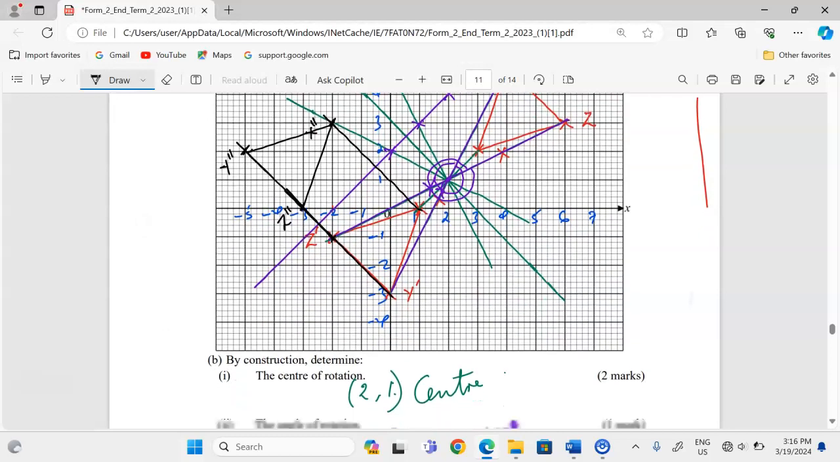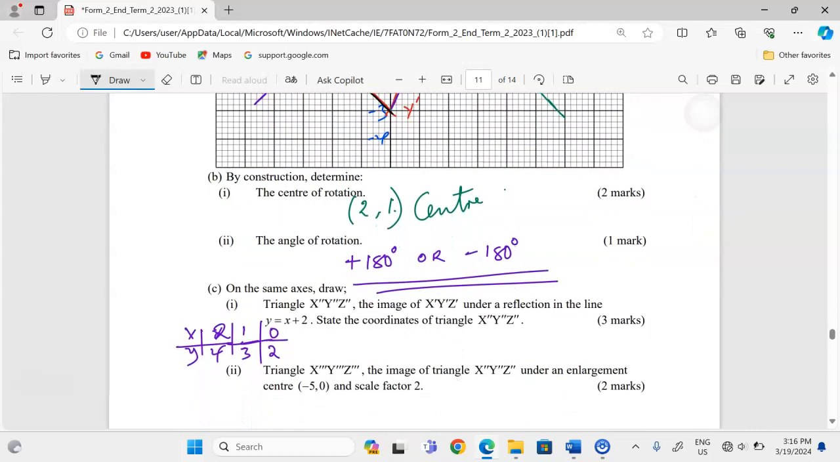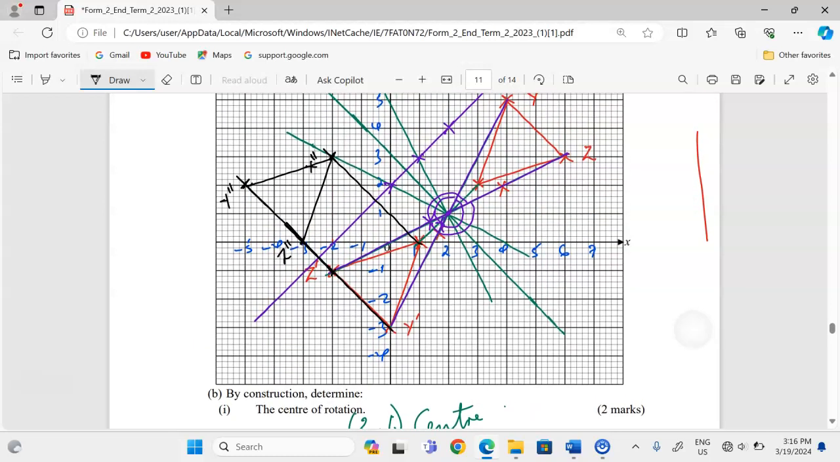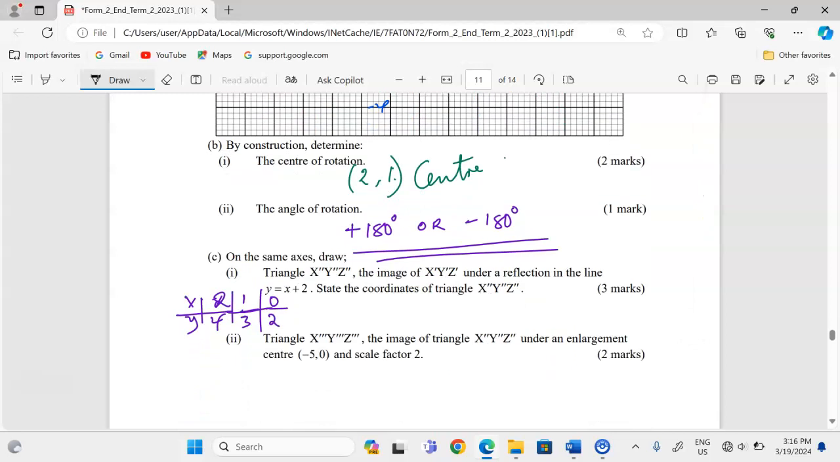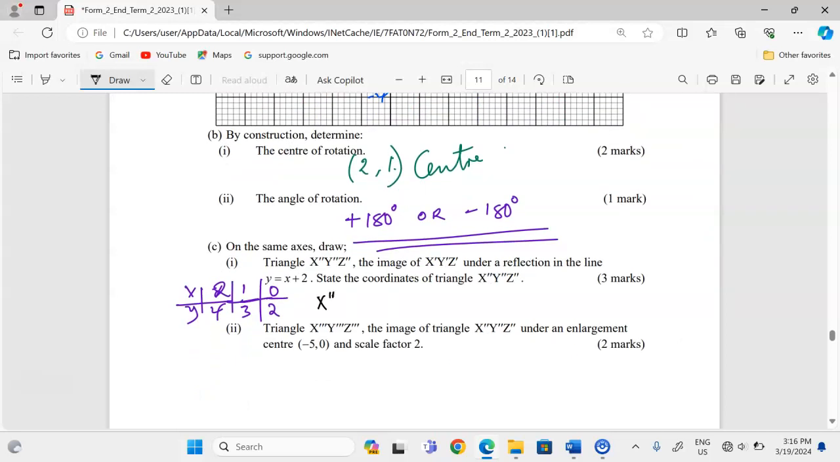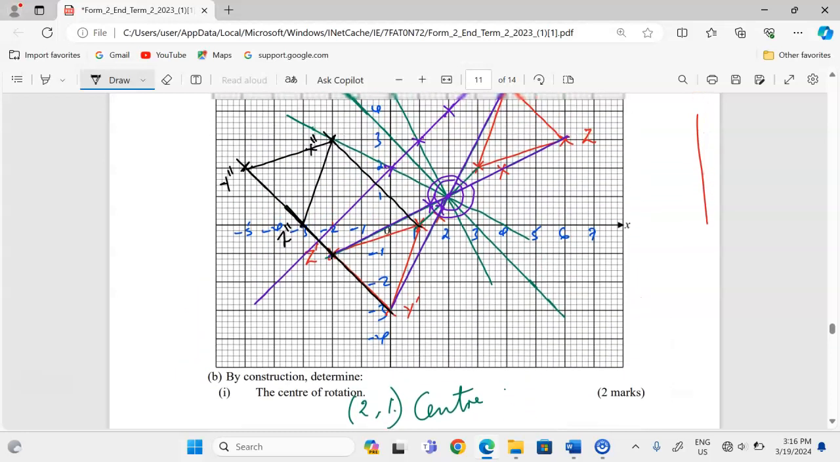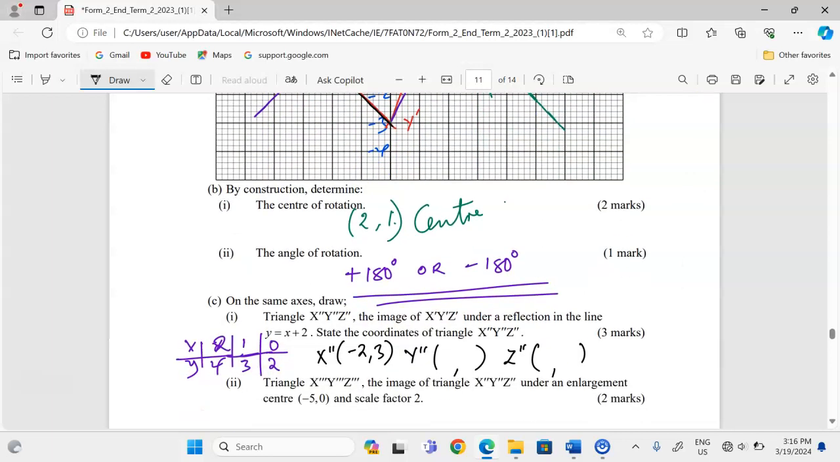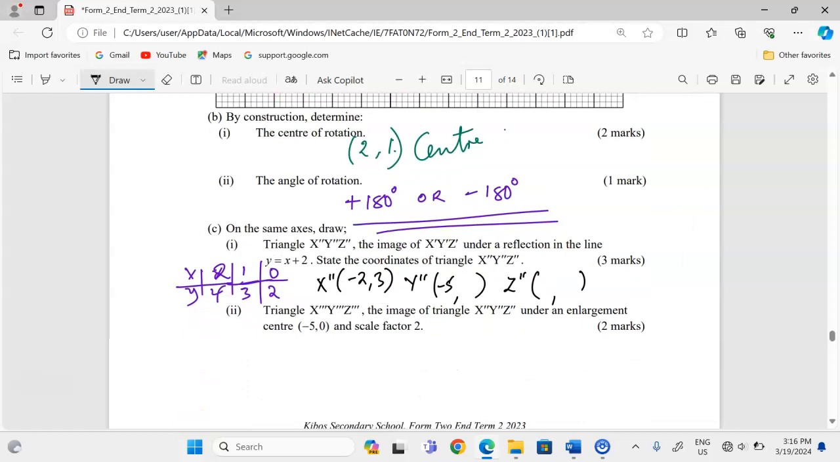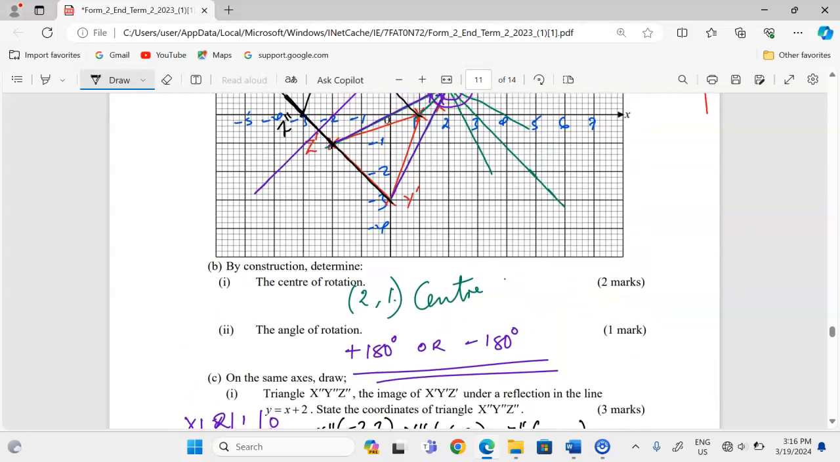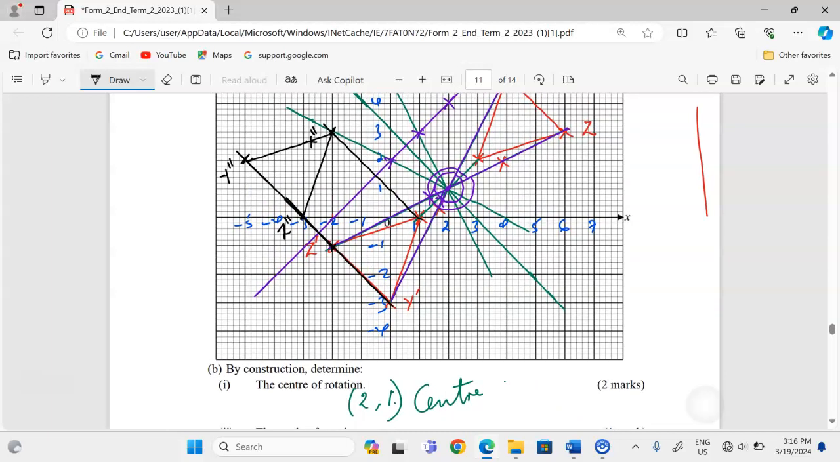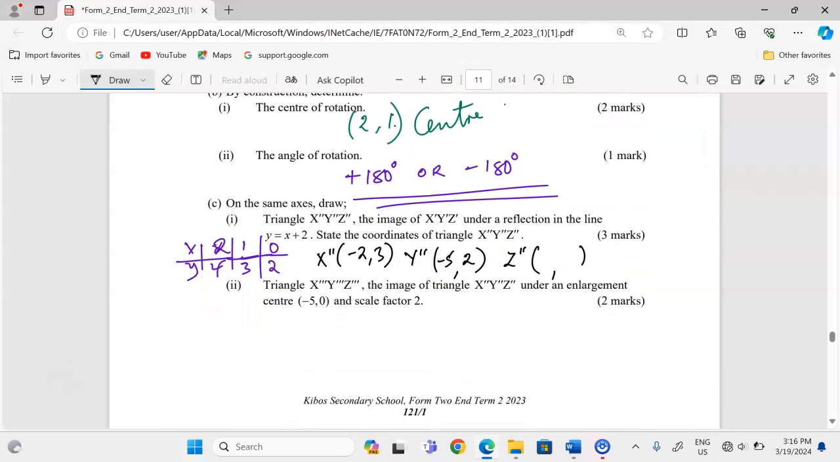We have also been advised to list the coordinates. So to list the coordinates, X double prime is going to be negative 2, 3. Y double prime is going to be negative 5, 2. Then Z double prime is going to be negative 3, 0. So those are the coordinates.